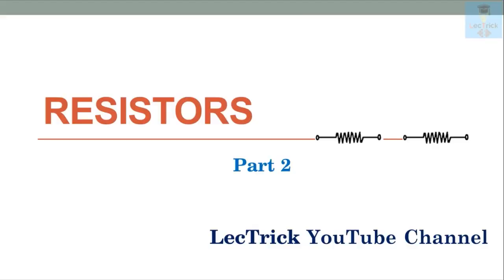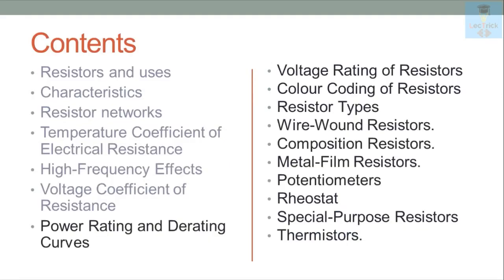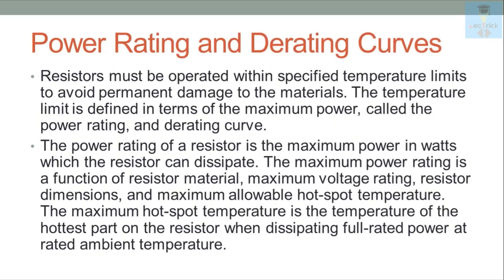In the last video we discussed resistors. So today we will continue the remaining portions. Last video we covered what a resistor is, its types and characteristics, how resistors behave when connected in parallel and series, the various effects, how temperature affects the resistance value, and the voltage coefficient of resistance. And today we are continuing this session.